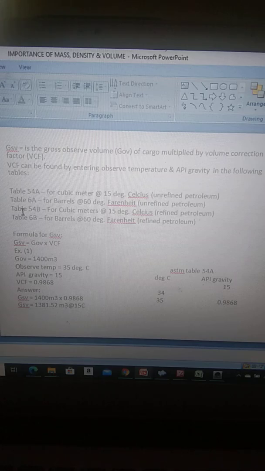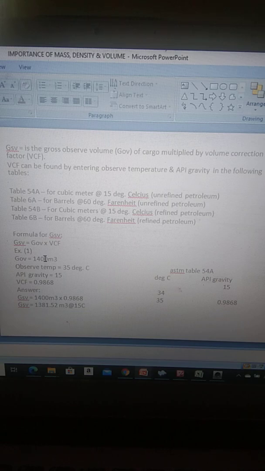But if we are calculating for refined products, we will use 54 Bravo for cubic meters and 6 Bravo for barrels. For refined products, for example, gasoline. So now we go to the formula for GSV. GSV equals GOV times VCF.